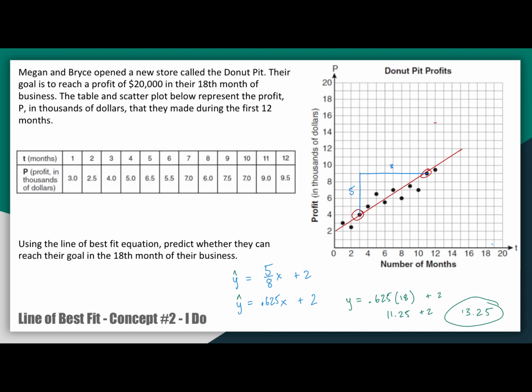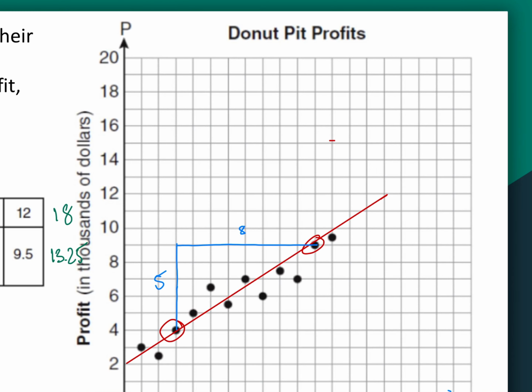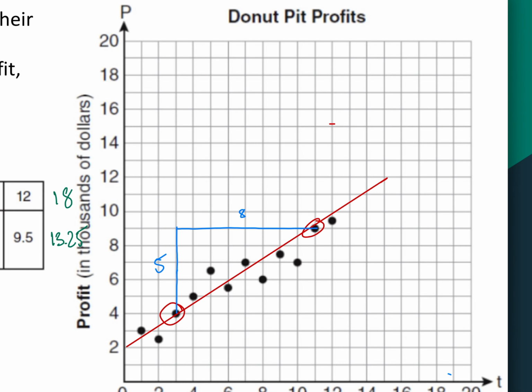13.25. Now remember, those answers are in the thousands, right? So that means that the profit at month 18 would be $13,250. Okay. Now let's go back to our line here. 13.5 would be right here, right? And if you look at this line that we drew, I mean, that's pretty close. Okay, it's a pretty close estimation. All right.